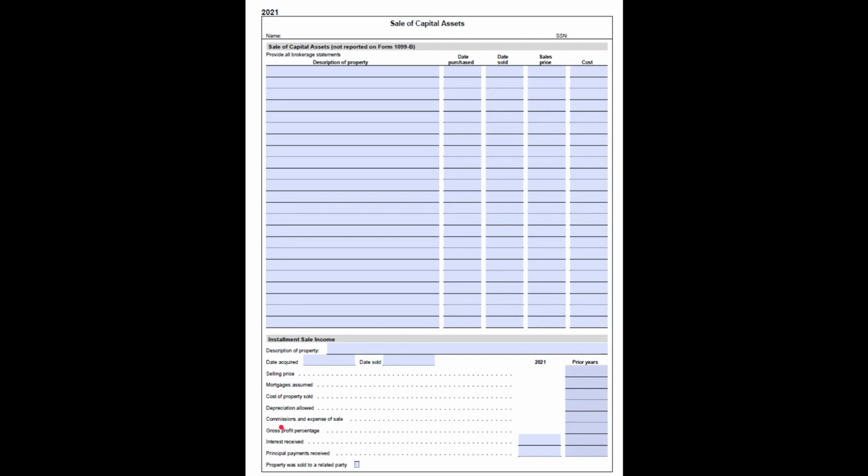Now, the items like depreciation allowed, gross profit percentage, these sorts of things, we would be able to pull from your previously filed tax return if this is not the initial year of sale. If it is the initial year of sale, we will be able to calculate those types of things for you as long as you provide us with the proper information with regard to the selling price, mortgages assumed, cost of the property sold, commissions, and expense of sale. All right, and provide us with any closing statements or contracts you have with regard to the sale.